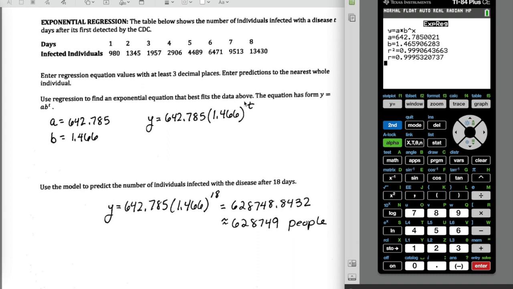1.465906283. Now the question says when we write our regression equation to list out 3 decimal places. So when I rounded, I have A is 642.785 and B is 1.466. So my equation is going to be 642.785 times 1.466 raised to the t.